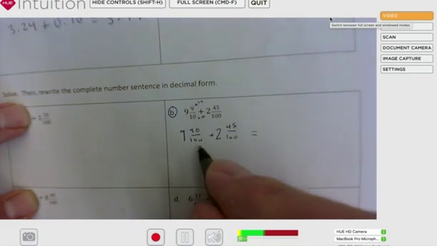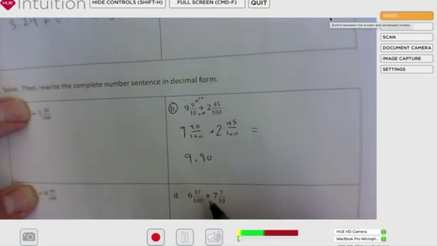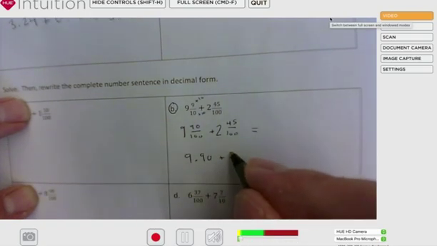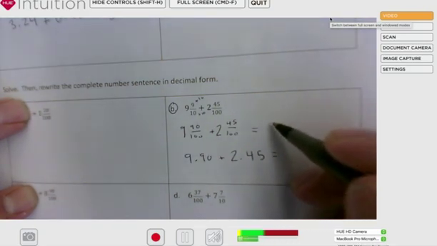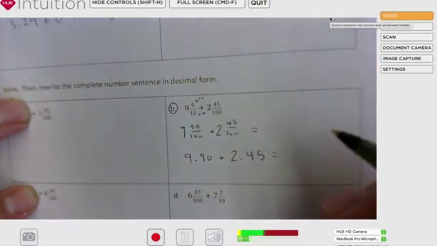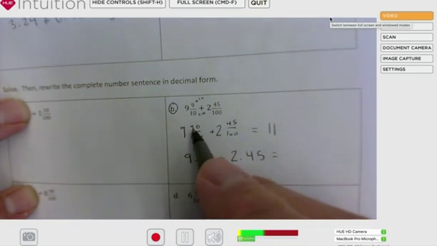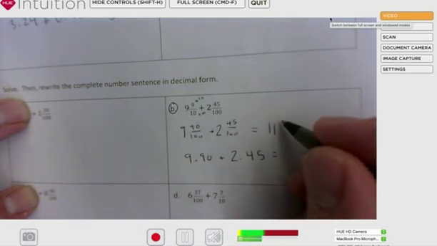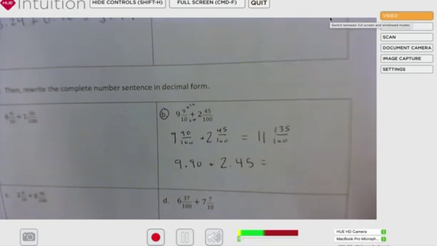Now, let's put these in decimal forms. 9.90, that to that. Easy enough. Plus 2.45. You write what I write. Now we're going to be giving two different answers. But let's hold on. Pump the brakes. 9 plus 2 is 11. 90 plus 45. Oh, boy. Yikes. Right? Yikes.